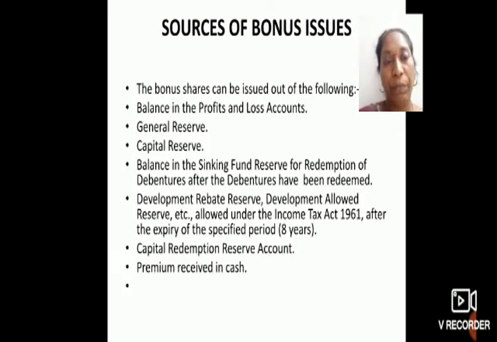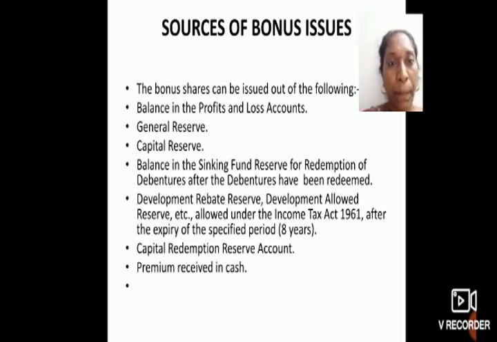Secondly, they can take it from general reserve. If enough profit is not there, they will take it from general reserve also. Third one, capital reserve. Then fourth one, sinking fund reserve. Usually sinking fund reserve is kept for redeeming the debenture. So when the company is not redeeming a debenture in a particular year, that money can be utilized for bonus issue of shares.